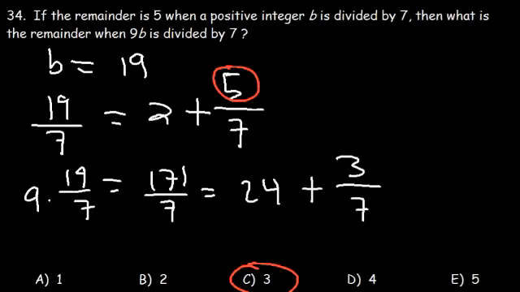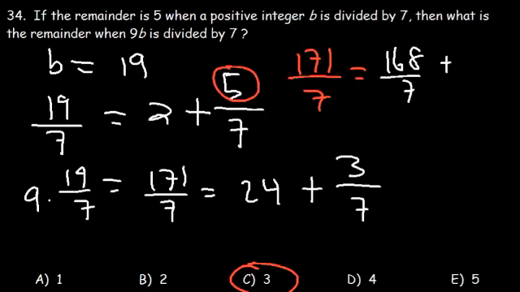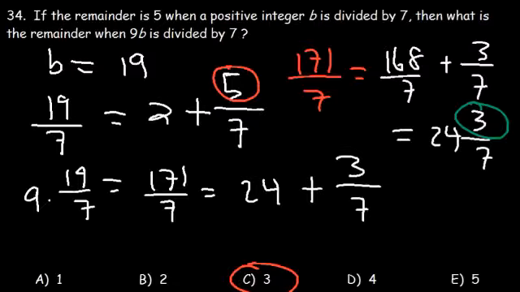So we could have rewritten this like this. 171 is basically 168 over 7 plus 3 over 7. 168 plus 3 is 171, and 168 divided by 7 is 24. So we get 24 and 3/7. Basically, you can convert this into a mixed number if you want. But as you can see, the remainder is 3. So therefore, C is the right answer for this problem.